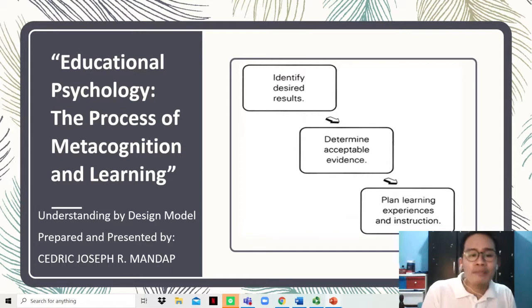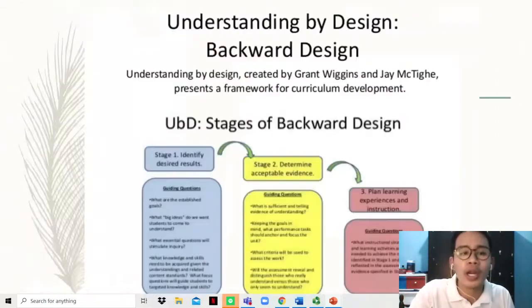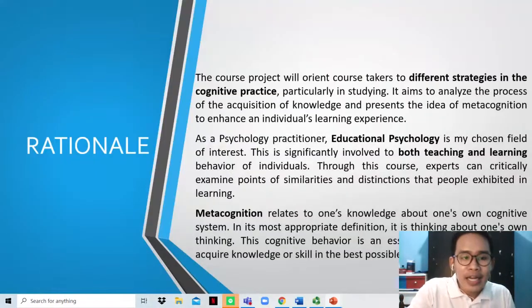The model that I'm using will be the Understanding by Design model, wherein I will first identify the desired results, determine acceptable evidence, and plan learning experiences and instruction. So basically, the rationale of my course project will orient course takers to different strategies in the cognitive practice, particularly in studying. It aims to analyze the process of the acquisition of knowledge and present the idea of metacognition to enhance an individual's learning experience.